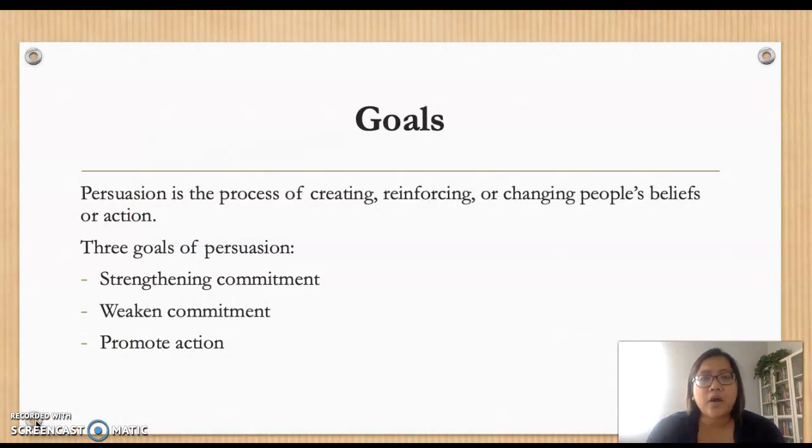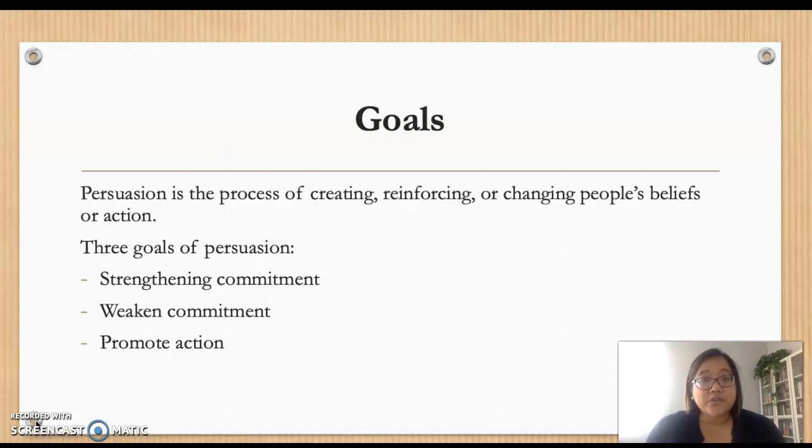Okay, let's start with the first one. So what is the goal of persuasive speech? We start by defining what persuasion is. Persuasion is the process of creating, reinforcing, or changing people's beliefs or actions. And there are three goals of persuasion. I want you to remember this because I'm going to ask for it in your quiz as well as your final exam.